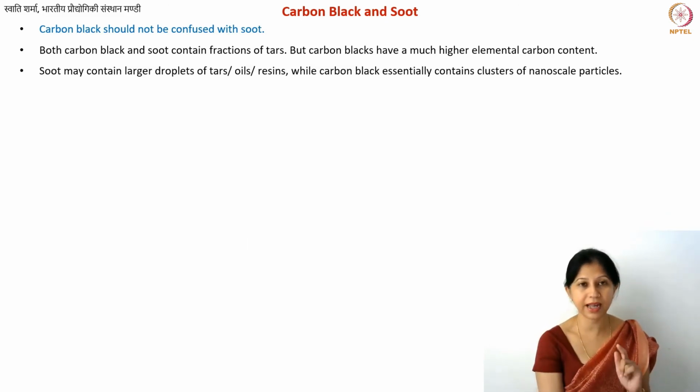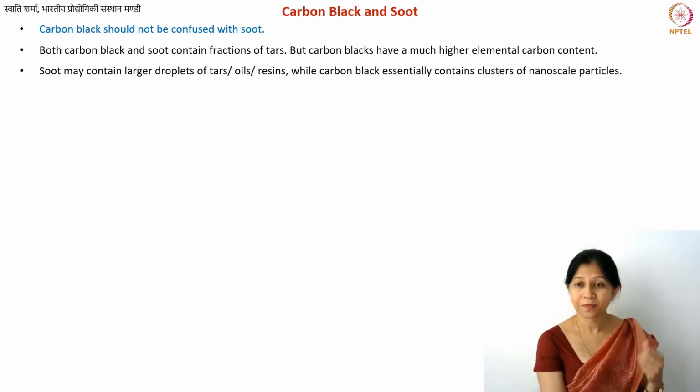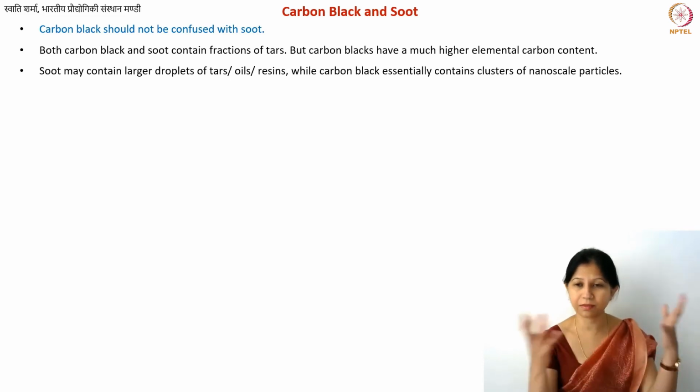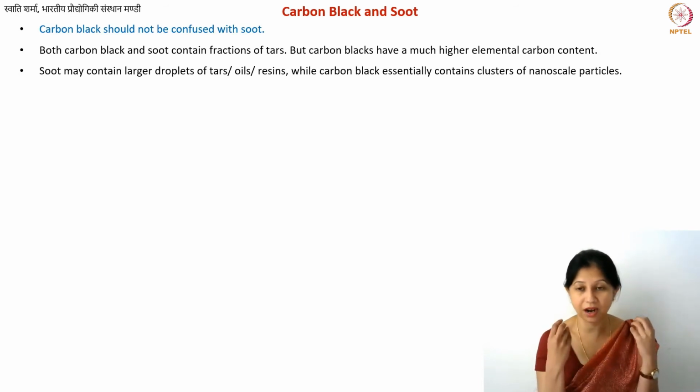Another important thing is that in the case of soot, you can often have larger droplets of tars. When you're burning diesel, there is diesel being sprayed, and then it is getting mixed with the oxygen, and then it is burning. Basically, some particles remain unburned, some even the tar itself goes out, but you may actually end up getting larger droplets of tar. Large means it can also be 5 micrometers.